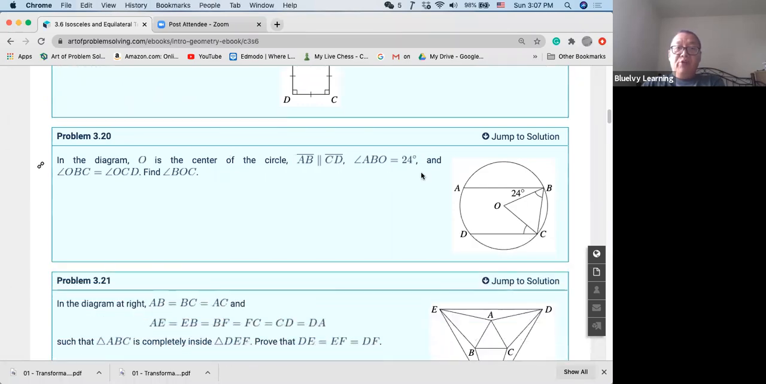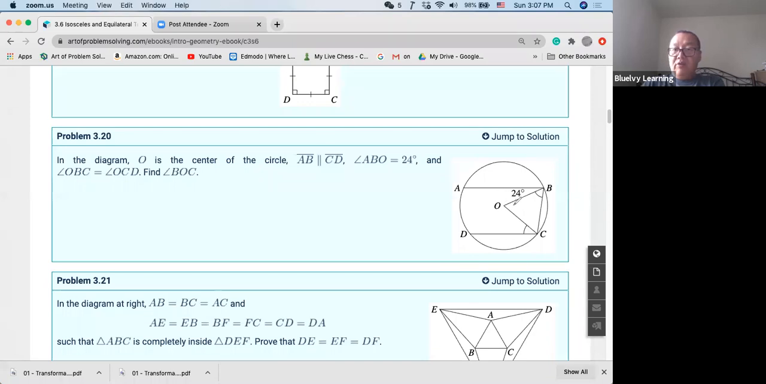This one, they give you a circle. O is the center of the circle. They also have AB parallel with CD, and angle ABO is 24 degrees. Then they also give you angle OBC equals angle OCD. Then they ask you to find the angle BOC.